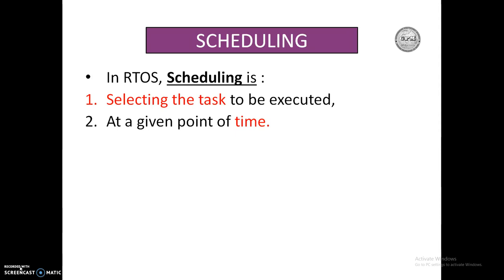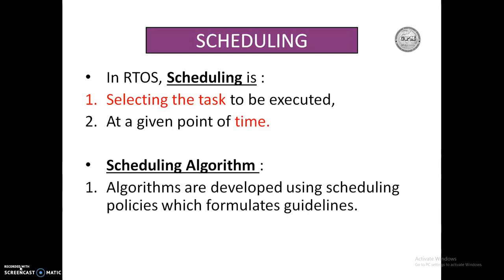Now, which task will get executed at a given point of time is decided using a scheduling mechanism. The scheduling occurs using various scheduling algorithms. These algorithms are developed using scheduling policies. Scheduling policies formulate the guidelines to determine which task is to be executed when. The RTOS kernel service which implements the scheduling algorithm is known as a scheduler.